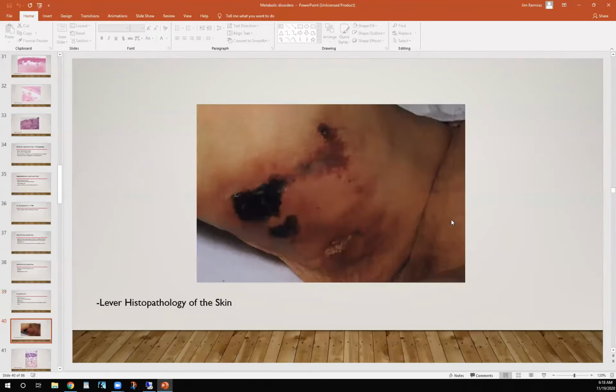And then here's a classic clinical image from Lever showing preferential involvement of fatty areas, and you get this sort of net-like pattern, with ulceration.